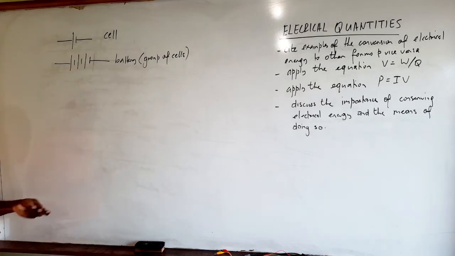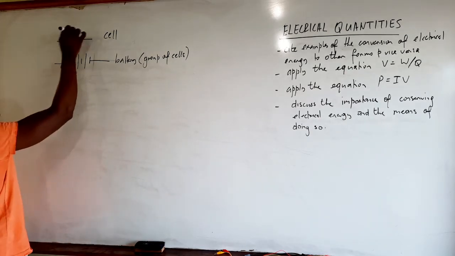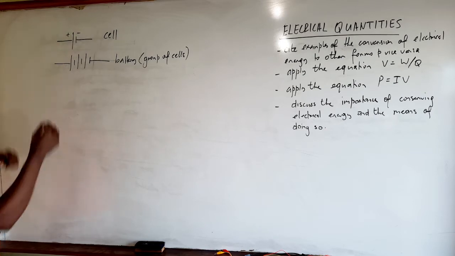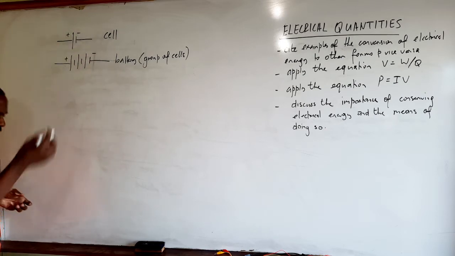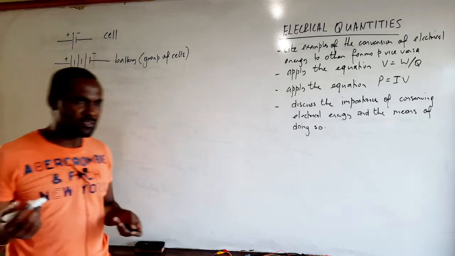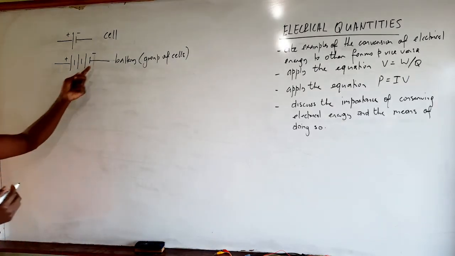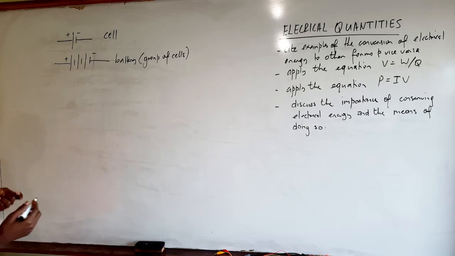It's not uncommon for you to see a plus sign and a minus sign there to indicate that this is the end with the higher polarity. This is the positive, and this is the minus. As I said before, the long stroke represents the positive terminal, the terminal at the higher polarity, and the short one, the negative terminal.